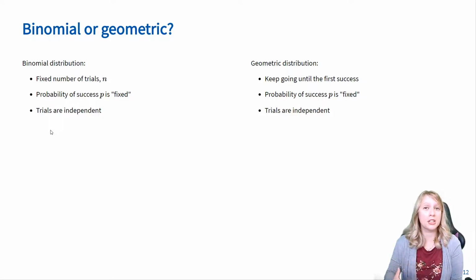Now contrast that with the geometric distribution. When we're using a geometric distribution to model a scenario, we're going to keep going. We're not going to stop until that first success is reached. So rather than having a fixed number of trials, we have a fixed number of successes that we'd like to reach, specifically the first one. The probability of success is fixed here, so that's constant, just like with the binomial distribution, and the trials are independent, again, just like the binomial distribution. So there are some similarities between these two.